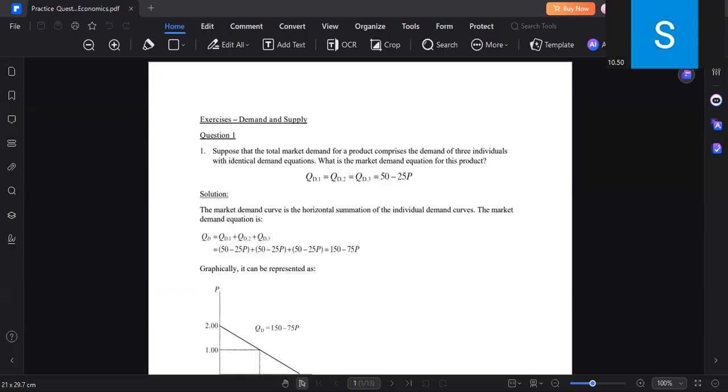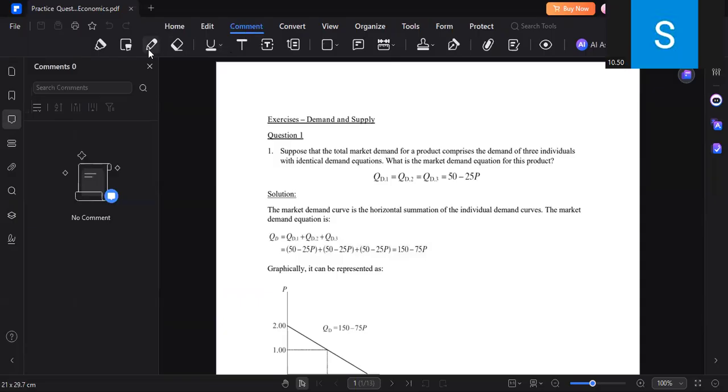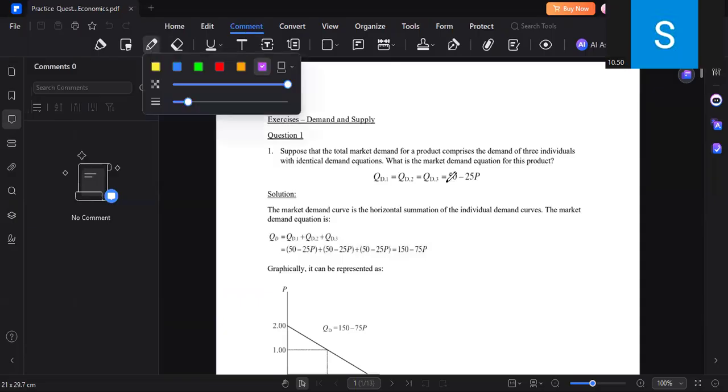This means that for any given price, when we sum up the quantities for every individual member, we come up with what we call the market demand. So market demand is simply the aggregate of individual demand. Suppose the total market for a product comprises three individuals: individual one, individual two, individual three. And the sum total that we're getting is 50 minus 25p.